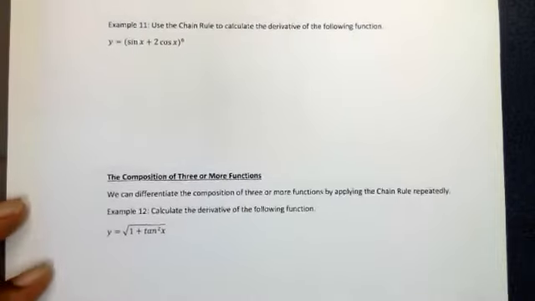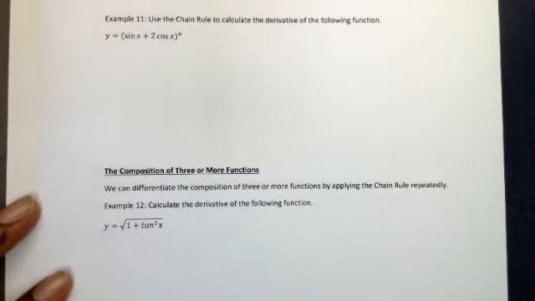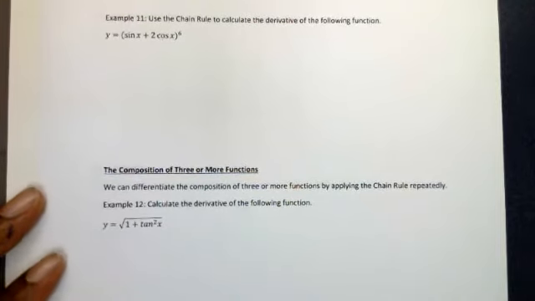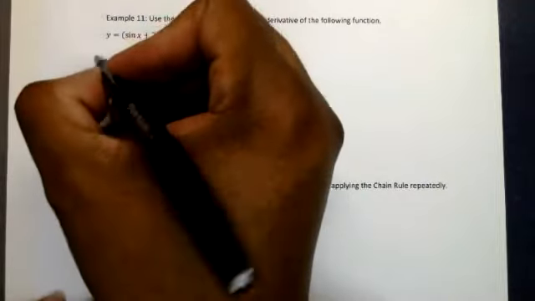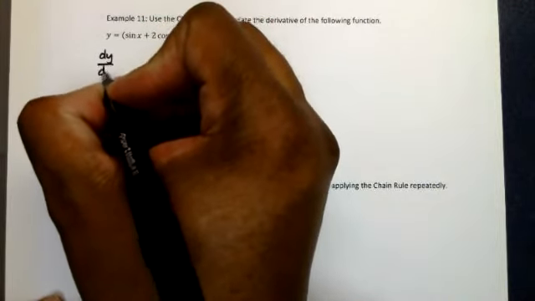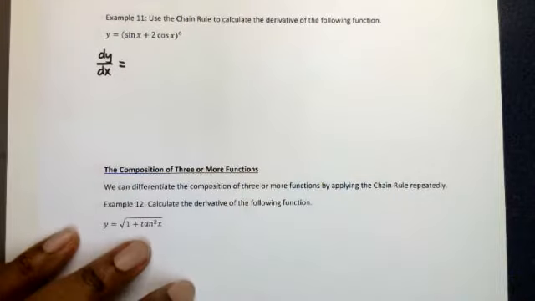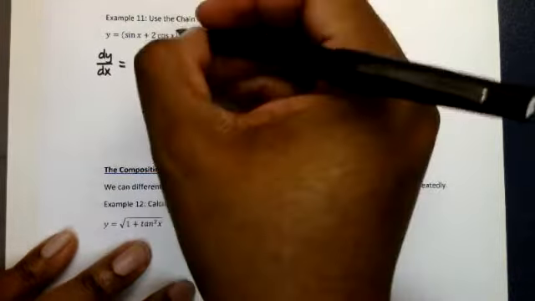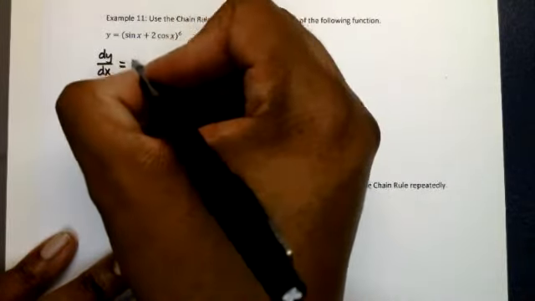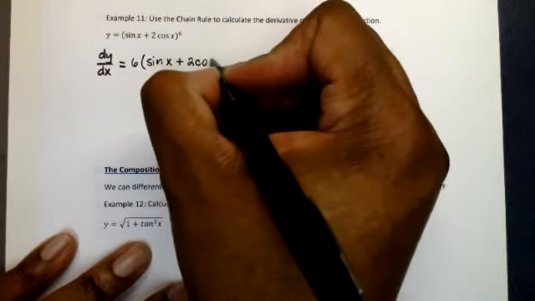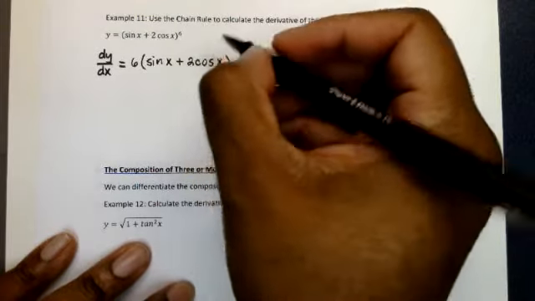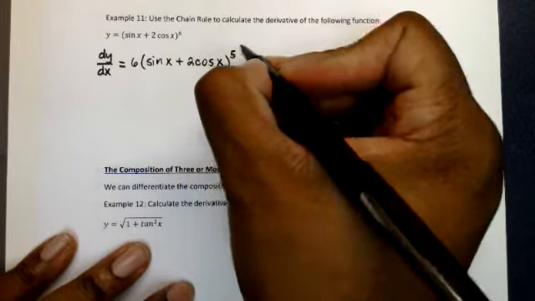All right, example 11. Let's say I want to use the chain rule to calculate the derivative of the following function. Here we've got y equals the quantity sine of x plus 2 cosine of x, the whole thing raised to the 6th power. So here, dy/dx, let's use version 2 by bringing the 6 in front, and copy over the sine of x plus 2 cosine of x. That will be to the 1 less power. 6 minus 1 will be 5.